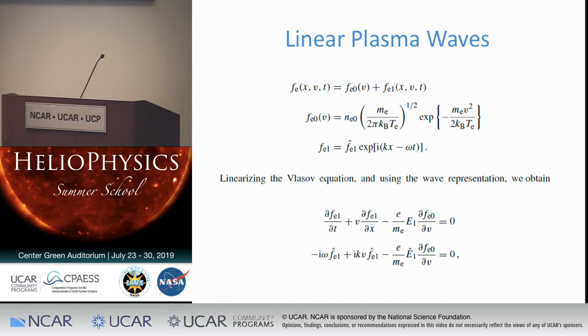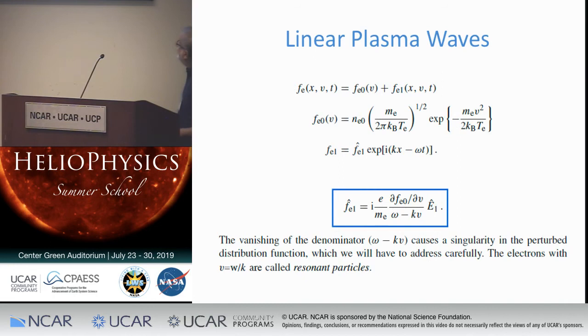You can invert that equation. To remind you, F_e is again this, F_e0 was this, F_e1 from that equation. Get this denominator, omega minus k v. This is what is called a resonant denominator.